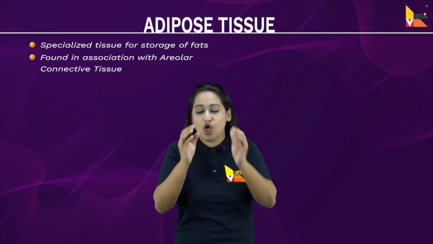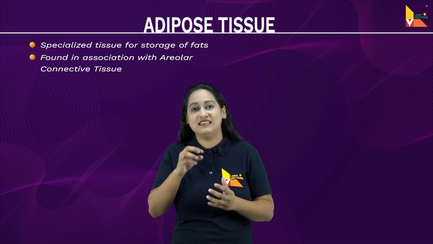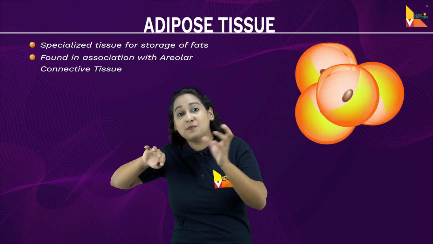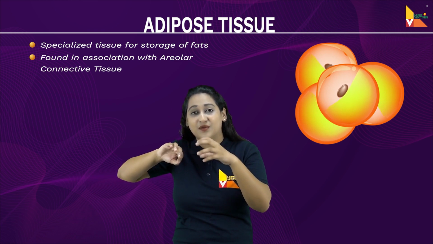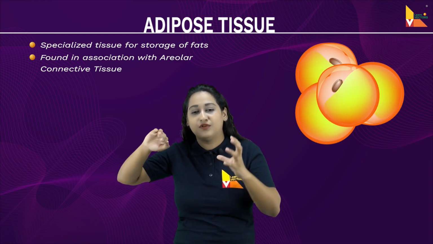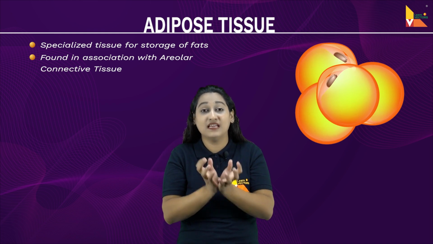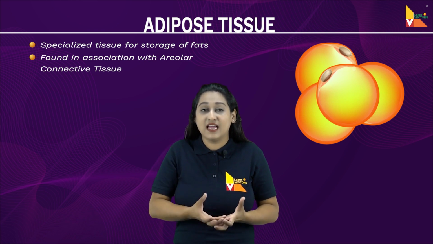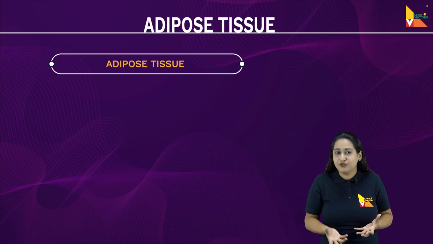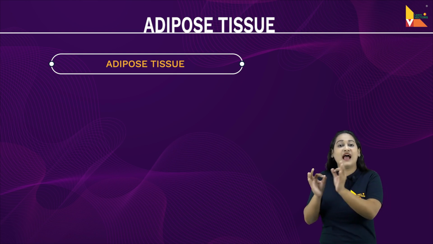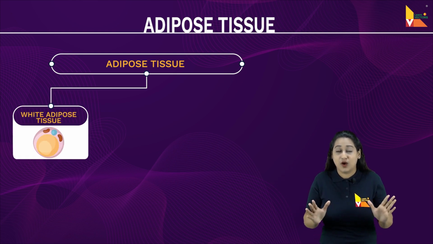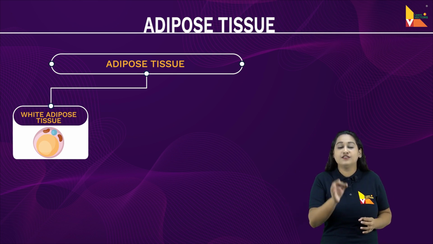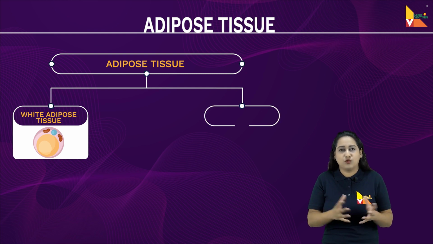What happens when the fats are stored inside these cells? The nucleus is shifted to the periphery because there is complete pressure of fats in these cells, right? The nucleus is shifted to the periphery and the complete cell is occupied by the fats. Adipose tissue is again of two types. The first one is white adipose tissue, whereas the second one is red or reddish brown adipose tissue.